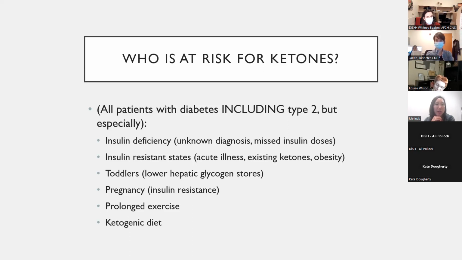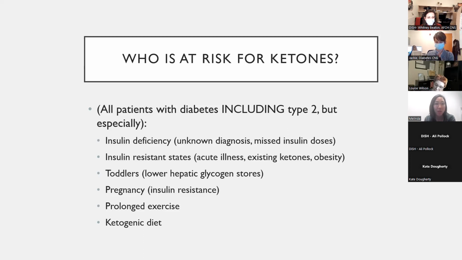You also want to suspect it in patients who have insulin resistant states. So this would include obesity, like many of our patients with type 2 diabetes, existing ketones, so if they just got out of DKA, or patients with acute illness. Stress alone will increase your insulin resistance. And so patients who have the flu or have the stomach bug are at risk for ketones as well.